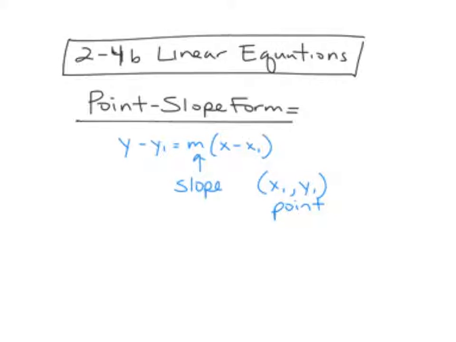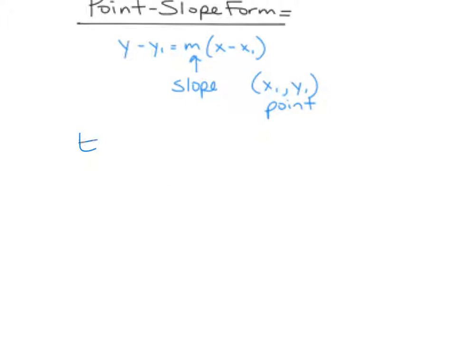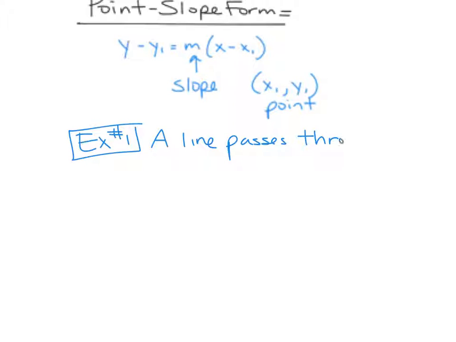So here's what you're going to do. Example 1. They will say a line passes through the point 2, -3 with a slope of 4. Okay? They're going to say write the equation of that line.